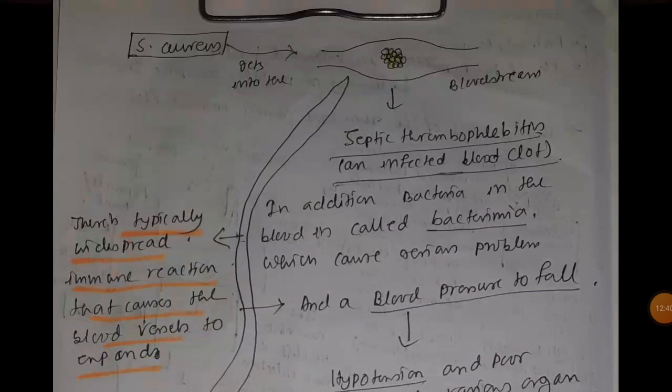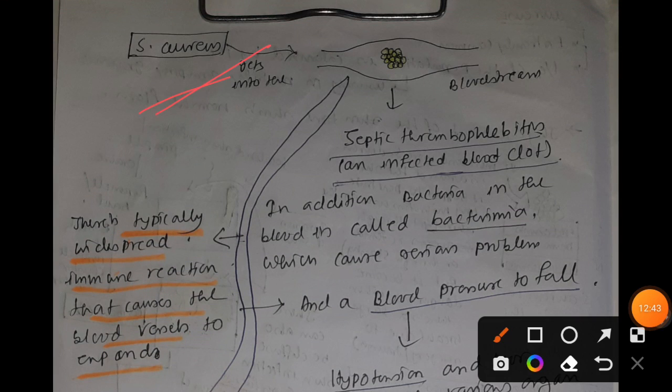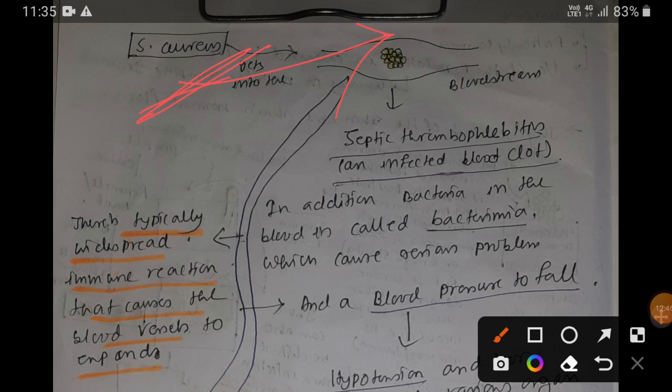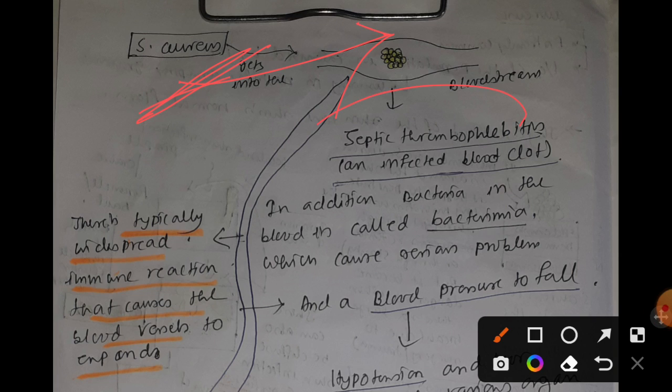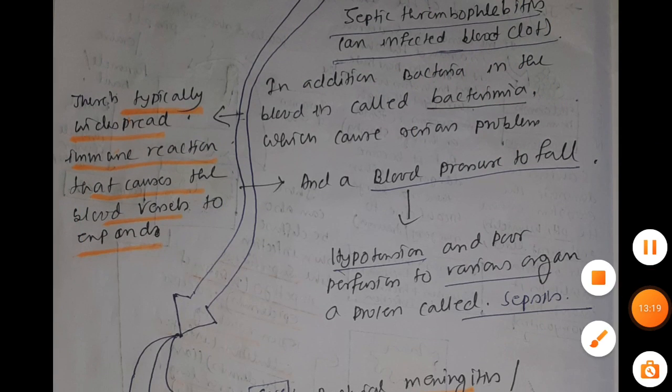So now let's move to the next part, where Staphylococcus aureus can get into the bloodstream causing septic thrombophlebitis, which is an infected blood clot. As it has now entered the bloodstream, I told you previously that bacteria in the bloodstream is called bacteremia. So this is the onset of bacteremia, which can cause serious types of problems. Due to the presence of this bacteria, there can be a widespread immune response which causes the blood vessels to expand, and as a result blood pressure will fall.